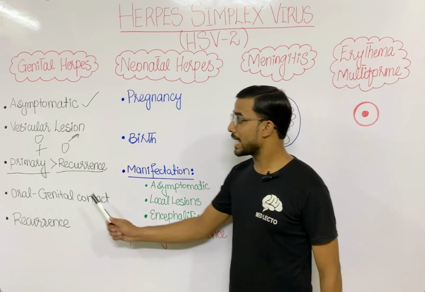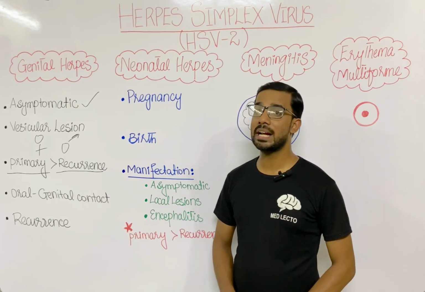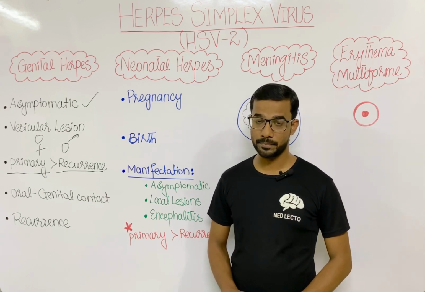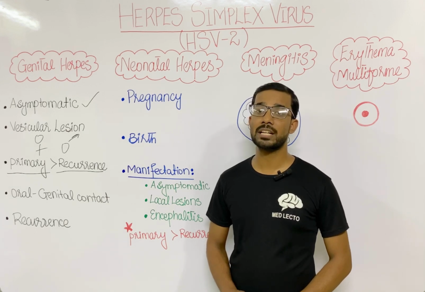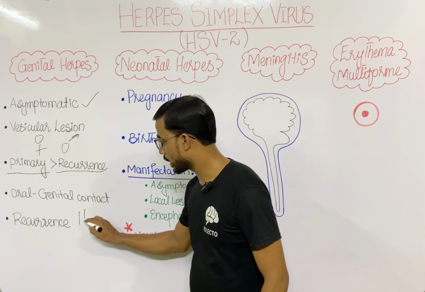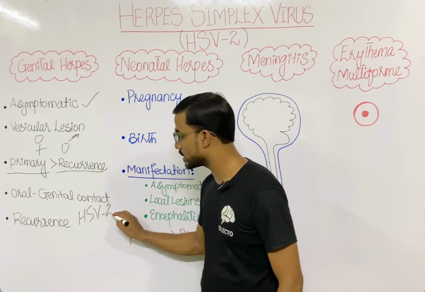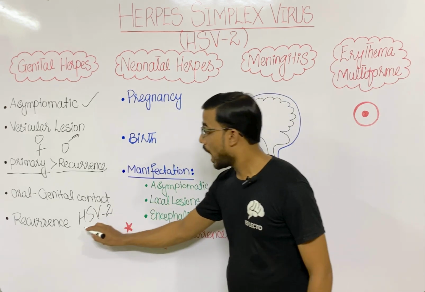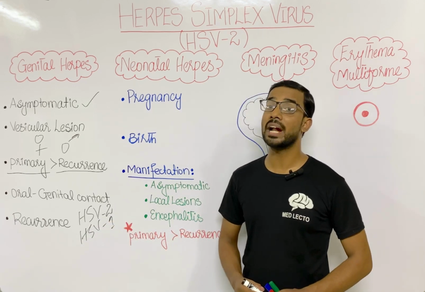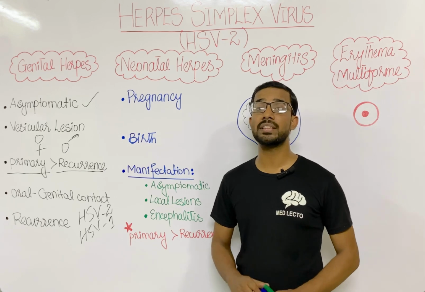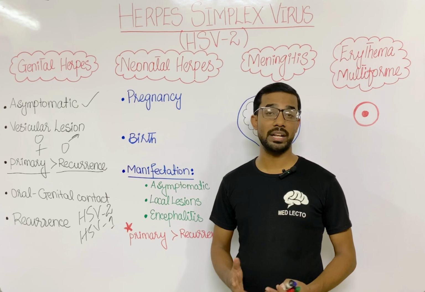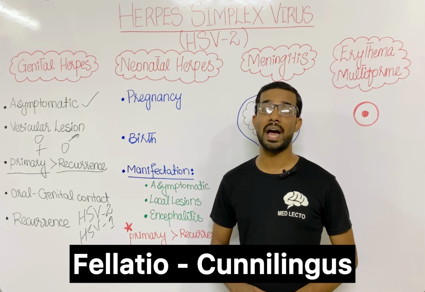Next is oral-genital contact. You will see genital herpes caused by the herpes simplex virus type 2. That is the important thing: herpes simplex virus type 2 causes genital herpes. But herpes simplex virus type 1 can also cause genital herpes due to contact with the genitalia in the case of oral sex. There are two types of oral sex, fellatio and cunnilingus.